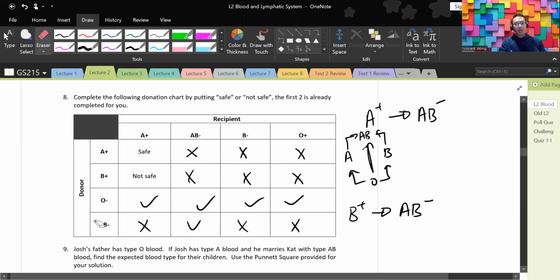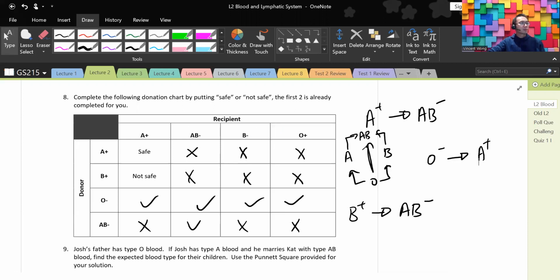Okay. Let's try O negative to, for example, A positive. Let's just do that one. O can be given to A. You can follow the arrow and you can see that it is safe to do so. And negative can be given to positive, because it has no Rh on it. Therefore, there will be nothing to react against. Therefore, this is a safe transfusion. Hope that sort of makes sense. Anything else? Does anybody want me to clarify any of these before we move on?